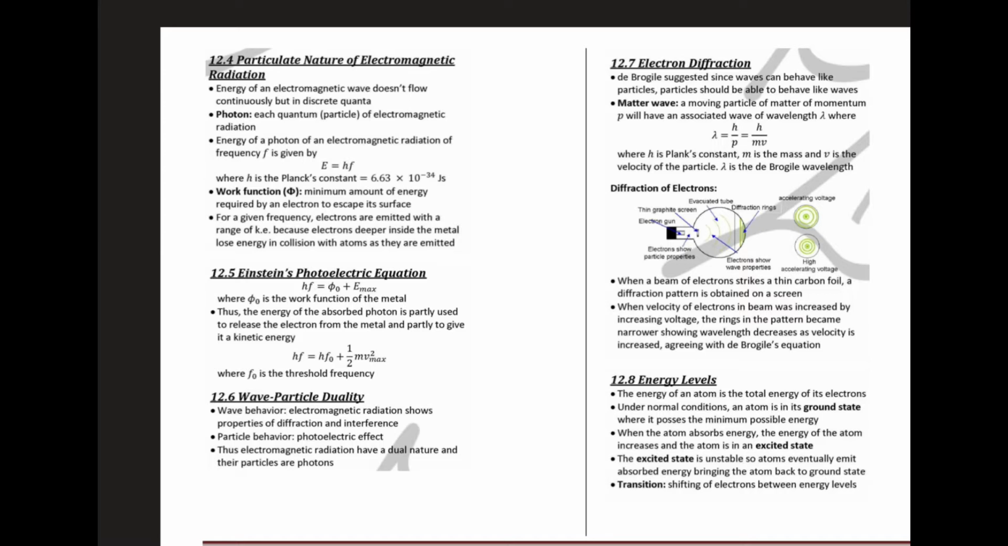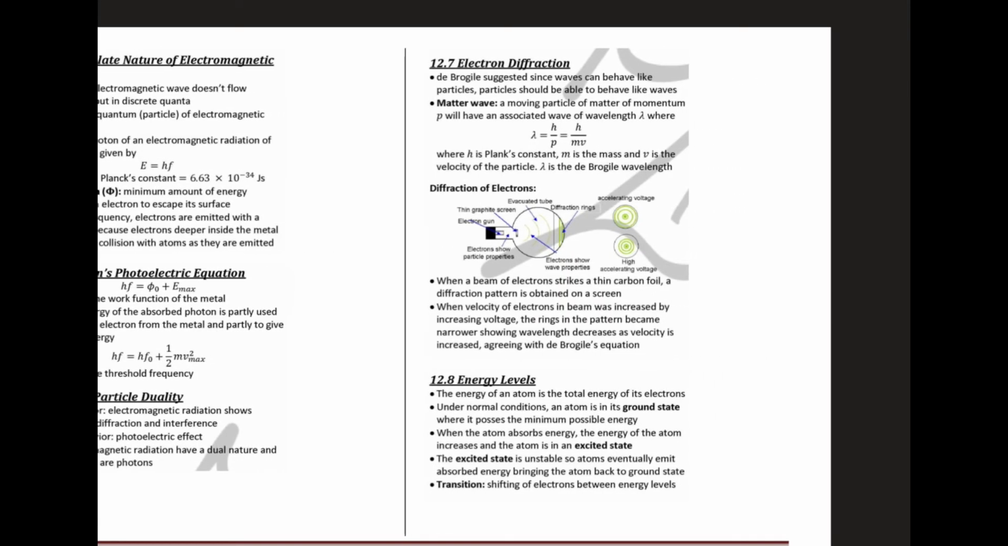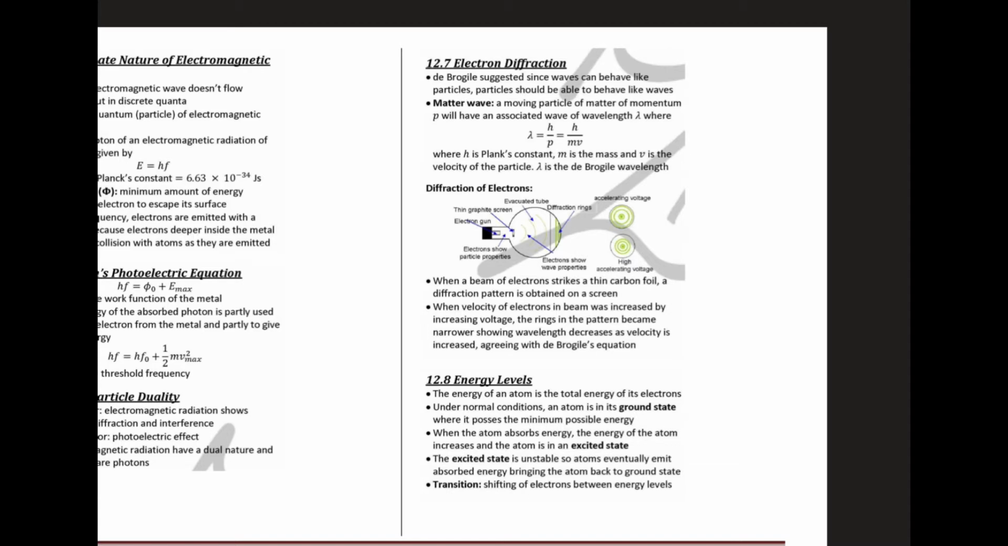Now from this part onwards it is about electrons, the electrons that are moving. Electrons that are moving have some wave behavior also, which is diffraction. Diffraction happens to electrons. Okay, so let's see what they talk about. De Broglie suggested that since waves can behave like particles, particles should be able to behave like waves. That is what he said, and then he did an experiment to prove it.